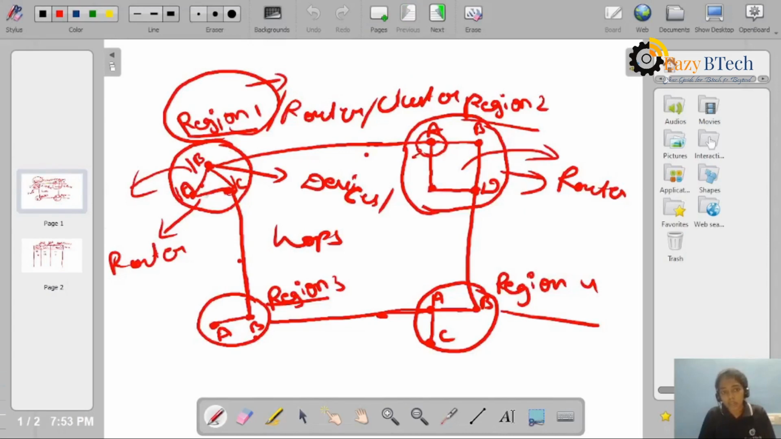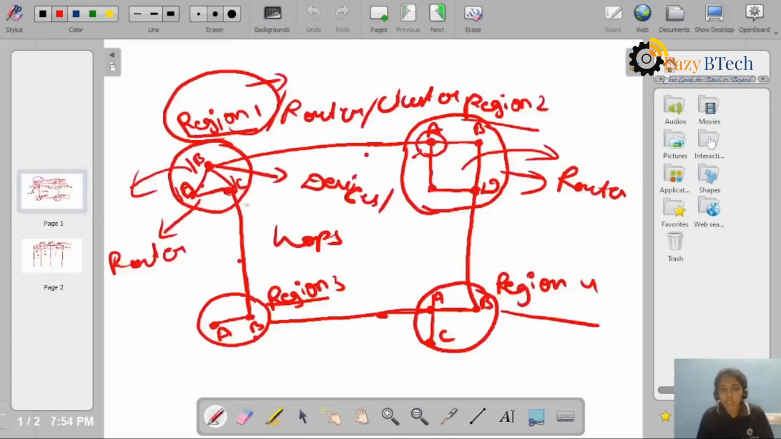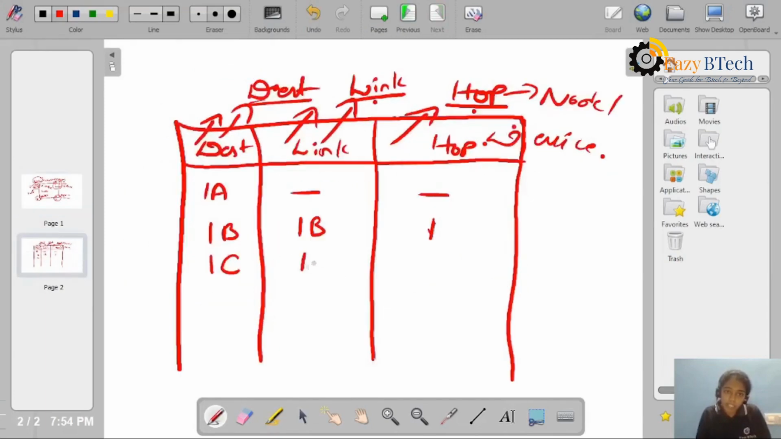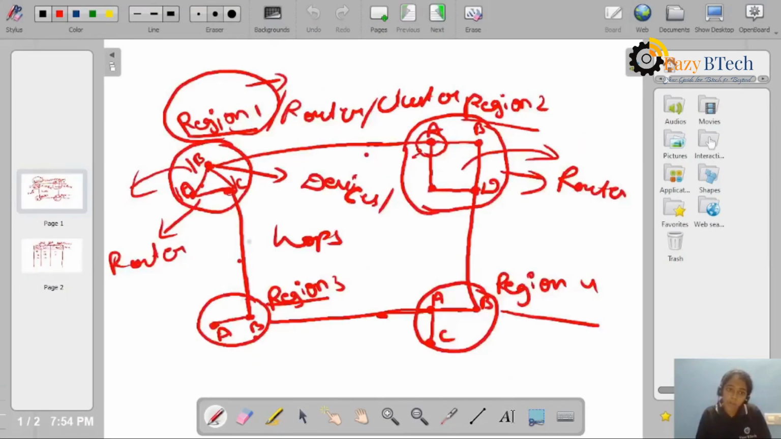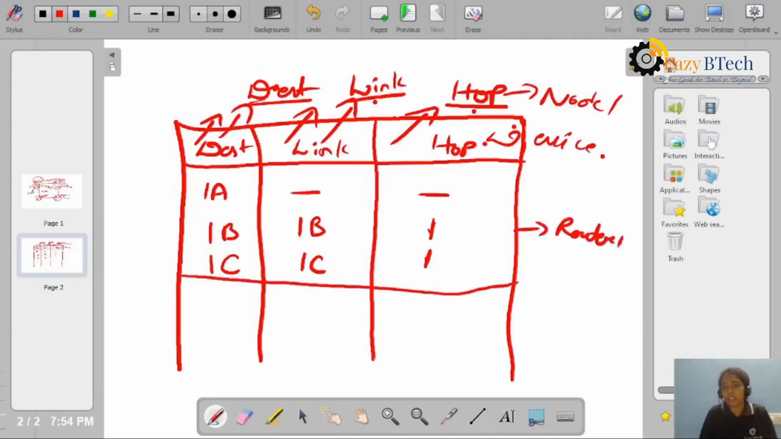Next, 1C. It is also connected to a node of another region, region 3. The link is coming from 1C, so I am writing 1C. How many nodes are connected to other regions? One node, a direct connection. So this is the first region, or Router 1 information.